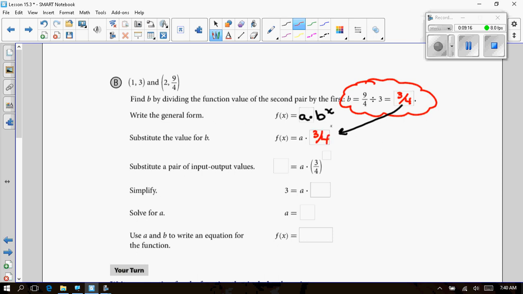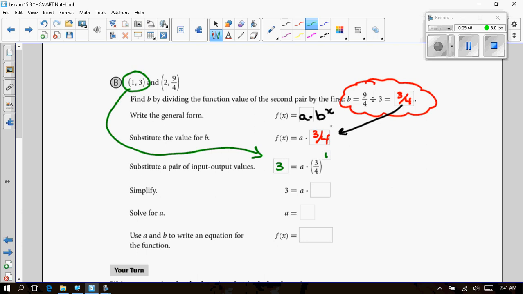Now we get to pick which one of those up at the top we want to work with. I'm going to choose to work with (1, 3). You don't have to. You could pick (2, 9/4), but that's got a fraction, and I know how much you guys love those. So we'll go here. All right, so 3 is my output, and my x value is 1. So I'm going to fill those in.